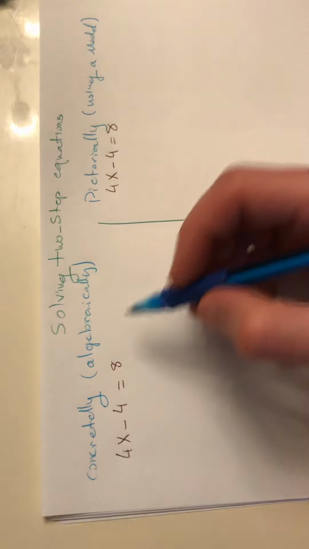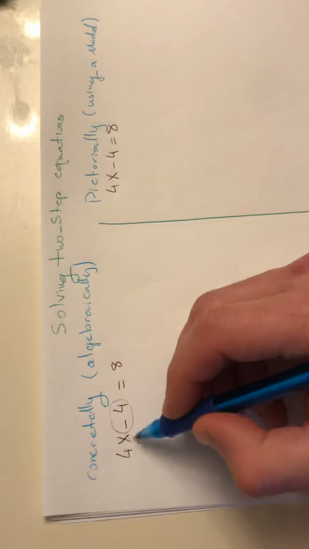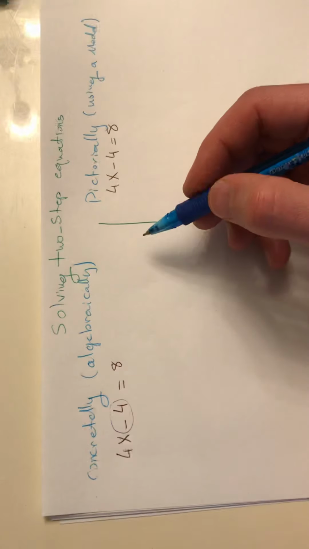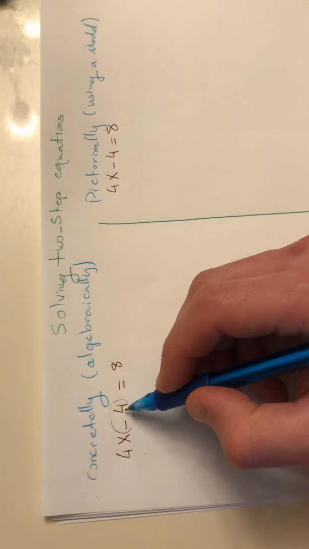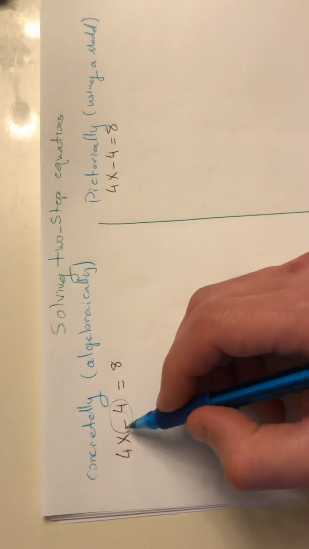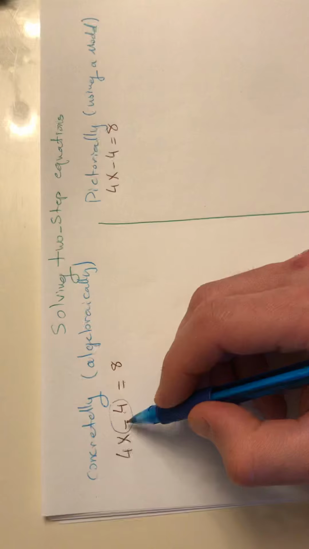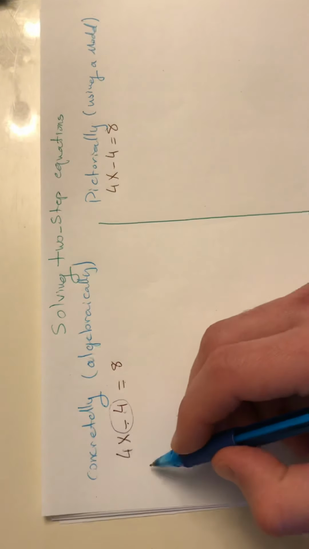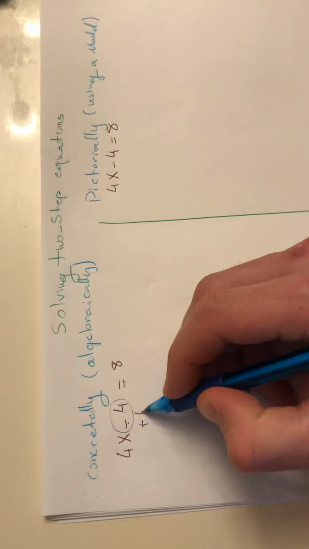The first thing you want to do is get rid of this 4, because the goal with solving an equation is to have the variables on one side and all the numbers on the other side of the equal sign. So first you want to get rid of that minus 4. To get rid of a minus 4 we do the opposite operation, which is adding 4. So we're going to add 4 to both sides.